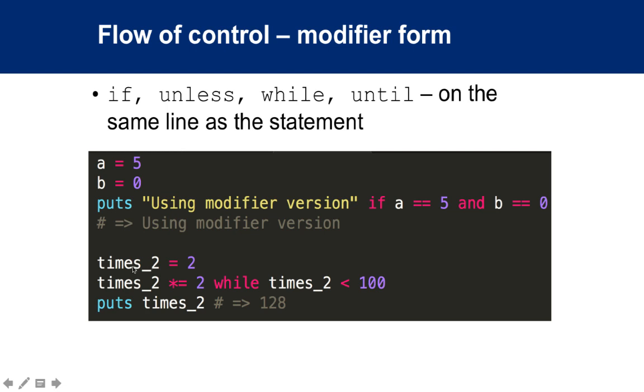Something similar: you have, for example, times2, a variable which starts out as 2, and you could keep multiplying by 2 while times2 is less than 100. Also very expressive. So you have a modifier form for the if and a modifier form for the while in these examples. And it ends up being that times2 is 128, because the last value that gets multiplied by 2 is 64, and that's when this condition is satisfied.